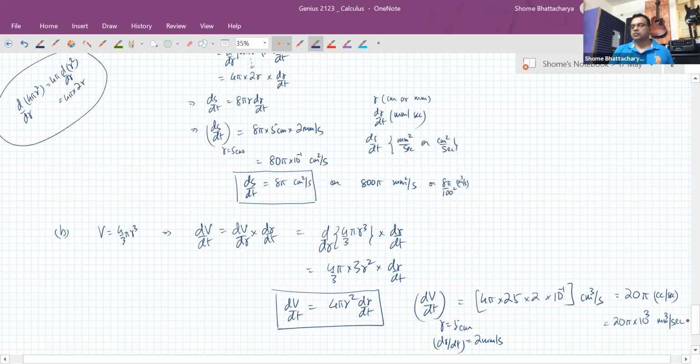Sir, in the volume part, r cube is a function of r, so we will also have to do dr cube upon dr. Yes, so that's what we did. See, this step is that only. You differentiate.